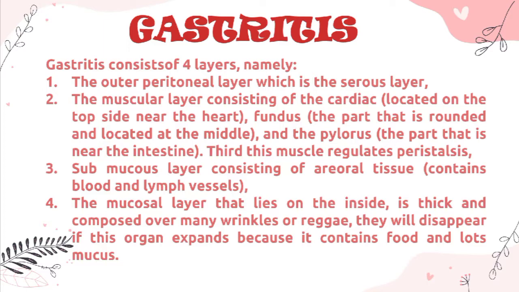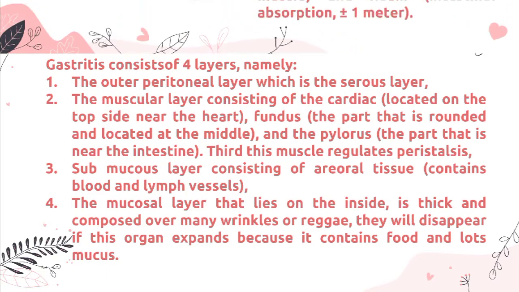Number 3. The submucous layer consisting of areolar tissue, containing blood and lymph vessels. Number 4. The mucosal layer that lies on the inside, is thick and composed of many wrinkles or rugae. They will disappear if this organ expands because it contains food and mucus.